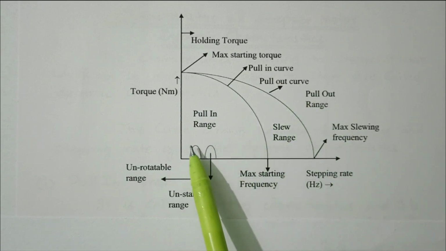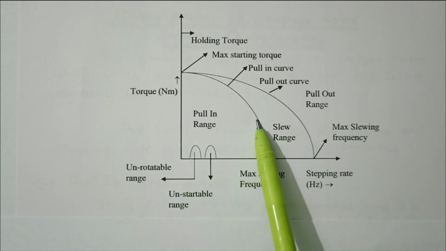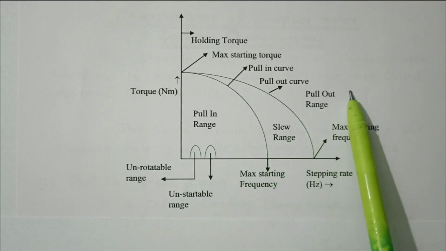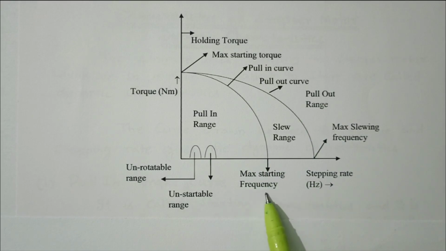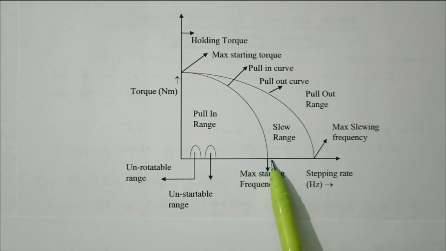Based on that, there are three regions available. This region is the pull in range. This is the slew range. This is the pull out range. Where the first curve cuts the x-axis is called the maximum starting frequency. So this is the maximum starting torque, and this is the maximum starting frequency.